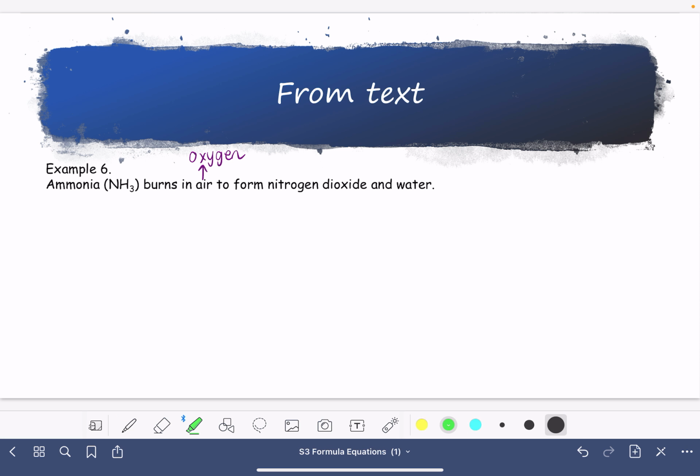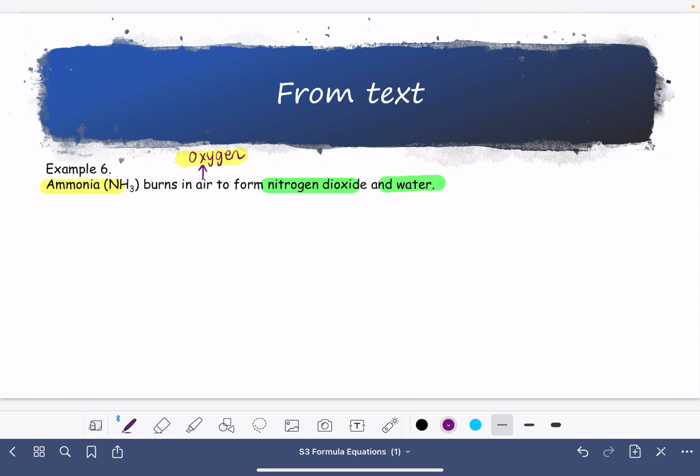So let's highlight our reactants and products. Ammonia and oxygen are the reactants, and then nitrogen dioxide and water are the products. So ammonia, we've got the formula. Oxygen is a diatomic element. Nitrogen dioxide has a prefix, so we'll need to work that out. And then water is H2O, as we know.